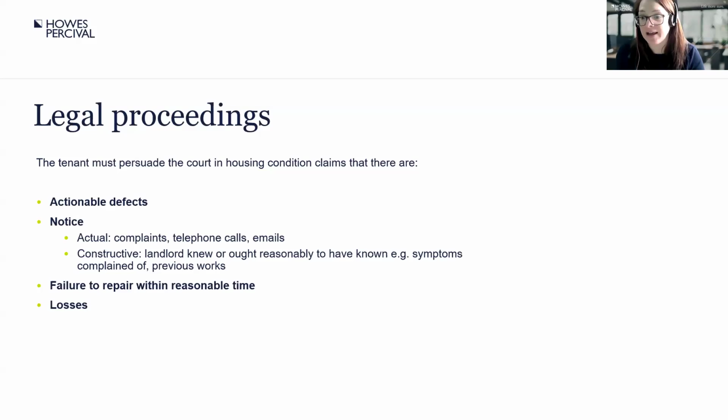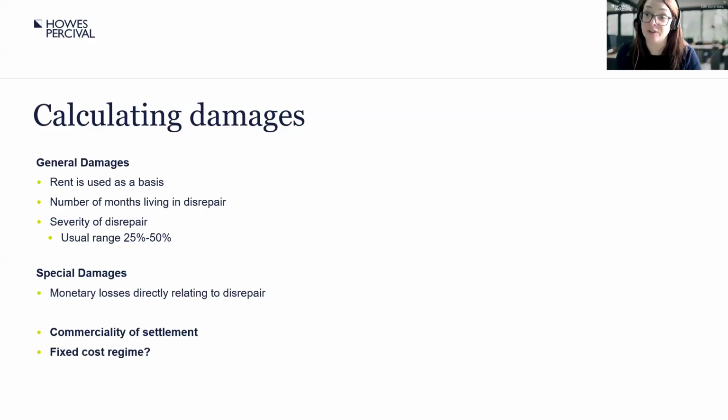There must have been a failure to repair within a reasonable time, and obviously this might change with the timescales coming in. But a property being in disrepair is not in itself enough to establish a claim. There must have been a failure to repair within a reasonable time. And finally, there must be a loss. So the tenant has to show an actual loss as a result of the issues, something that they have suffered as a result. And that takes us on to how we would calculate damages for the tenant.